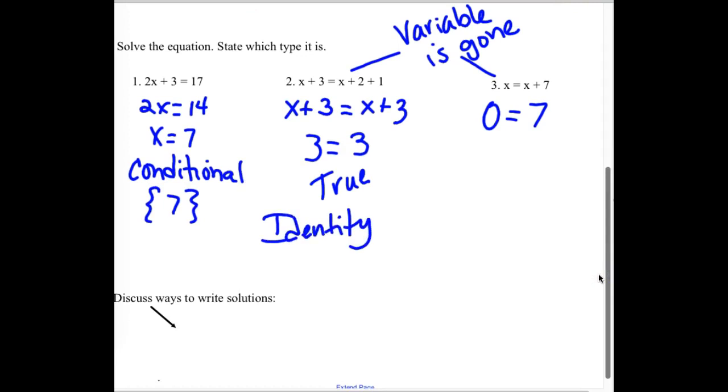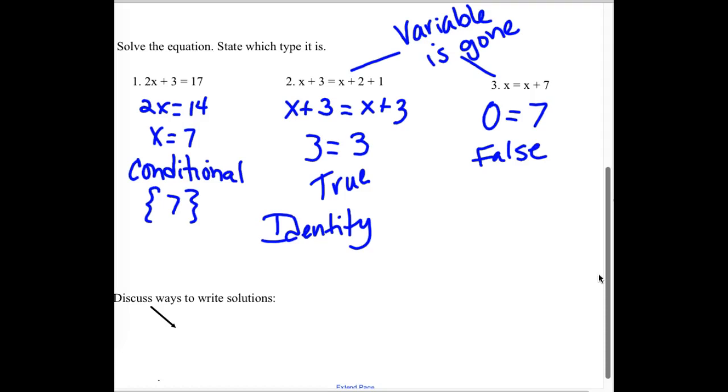Okay, it is always going to work. X plus 3 will always equal x plus 3. Doesn't matter what I plug in for x, it will always work. The third one here, we have a false statement. 0 does not equal 7. That means there is no x that I can plug in that's going to make x equal x plus 7.